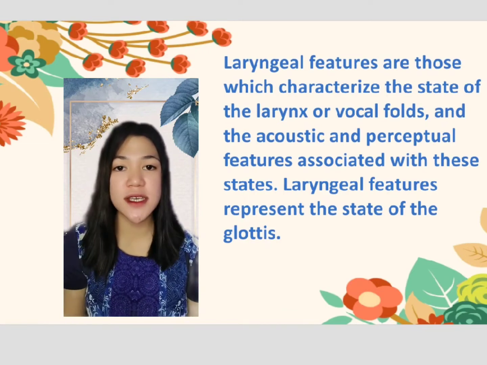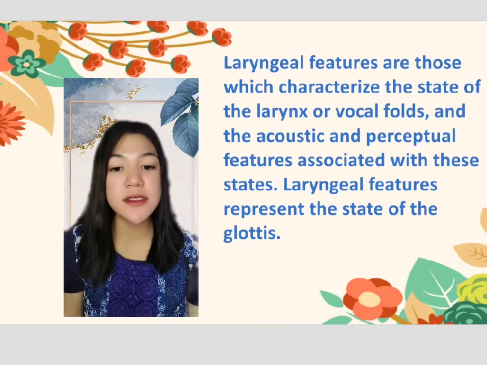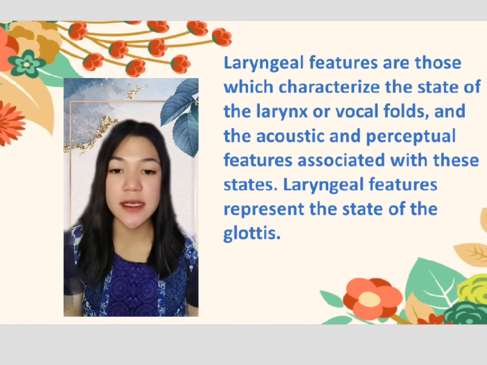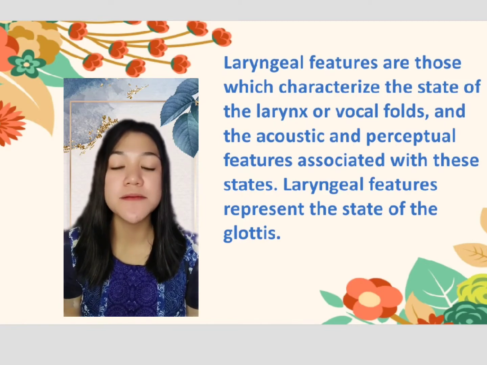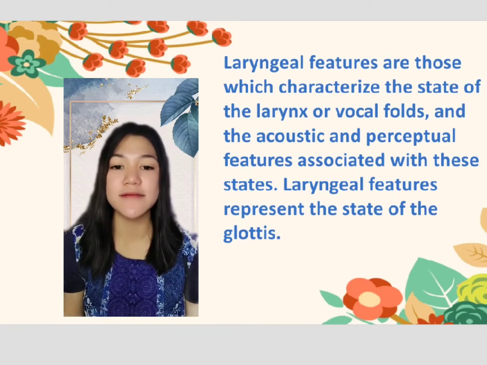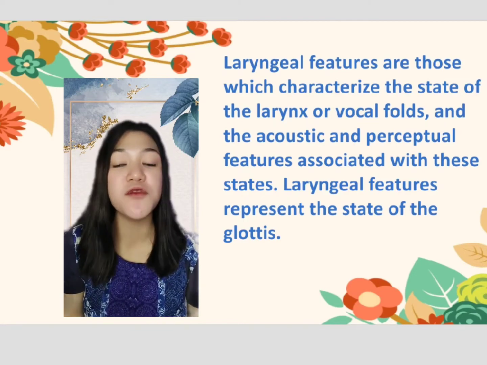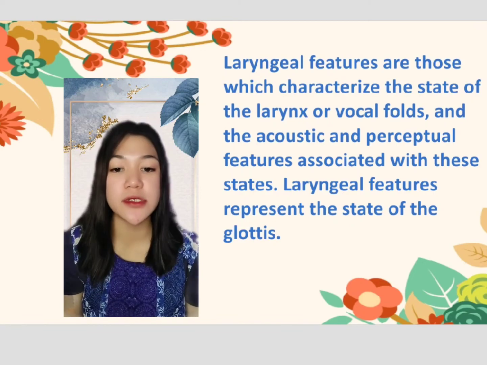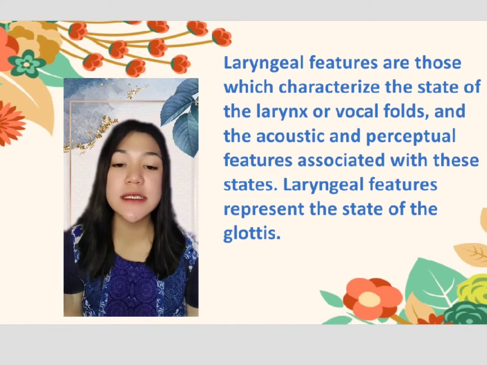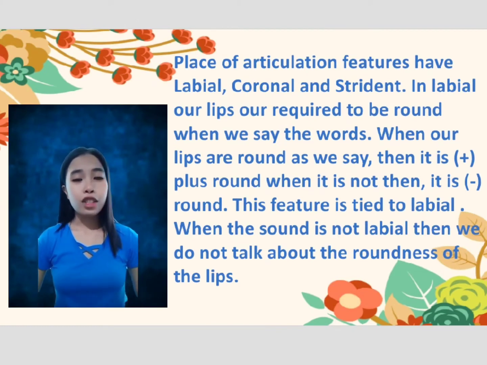You know what voice is? Sound, voice, vowels, glides, nasals. Example: d, g, b. Meaning, the ones with voice are plus voice or positive. Then, the voiceless is minus voice. Simple as that. Place of articulation features have labial, coronal, and strident.